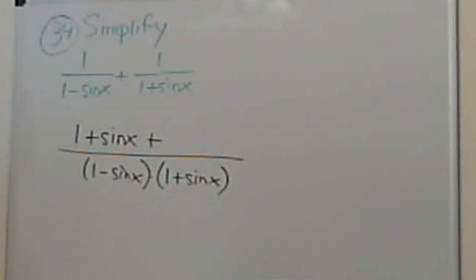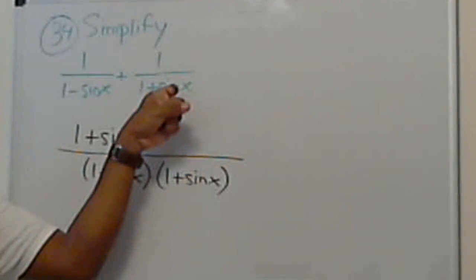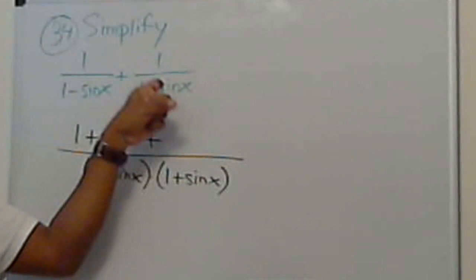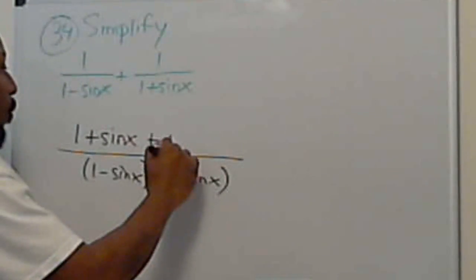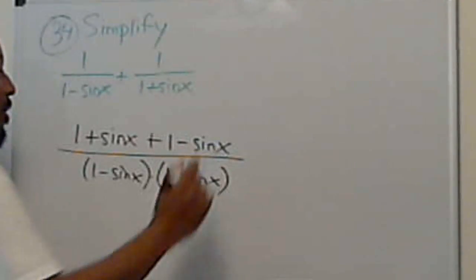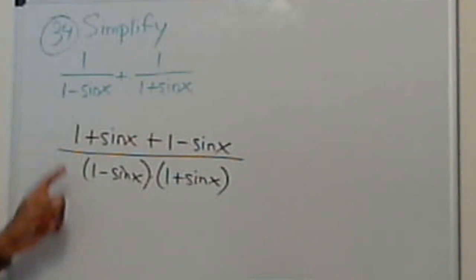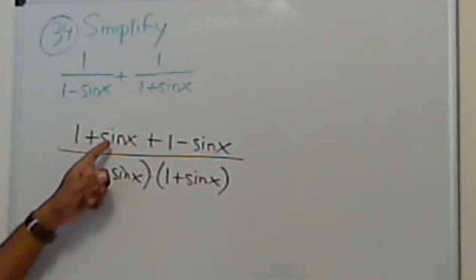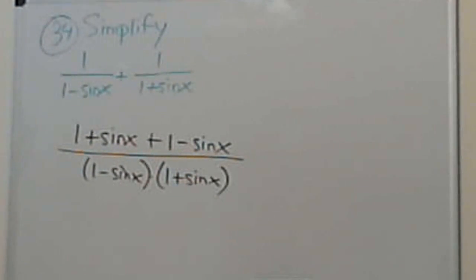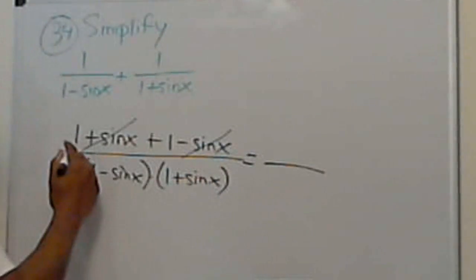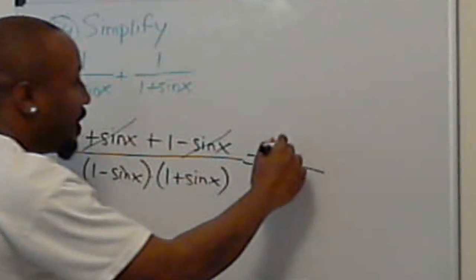Then plus, whatever I don't have here, I have to multiply up here. So I don't have a 1 minus sine x here, so I have to multiply the top by 1 minus sine x. Alright? So here I have 1 plus sine x plus 1 minus sine x all over this. So now what's nice is that the plus sine x and the minus sine x, they cancel. Alright? So then I'm left with 1 plus 1, which is 2.